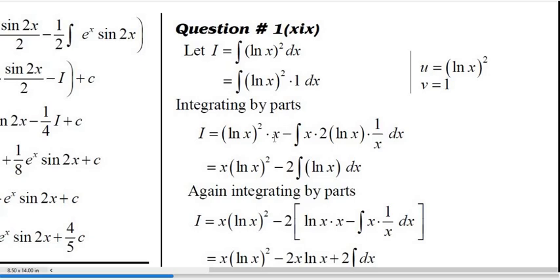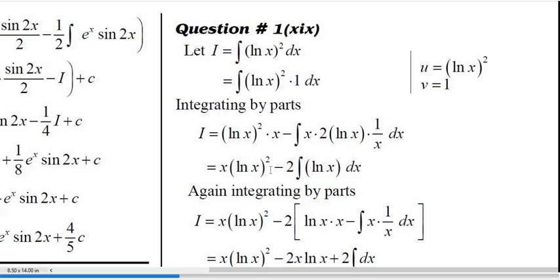Integration of 1 is x, minus integration of the integration of second function, which is x, and derivative of first. Here we apply power rule: power comes before the function and subtract 1 from power. Power is 2 minus 1 is 1. And derivative of inner function. Inner function is the natural log of x, so derivative of inner function is 1 by x, dx. This x and this x are cancelled out.